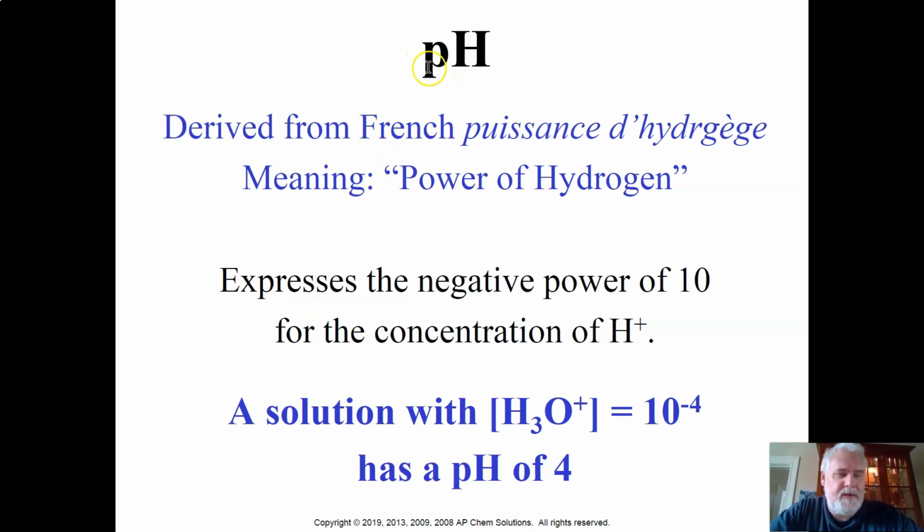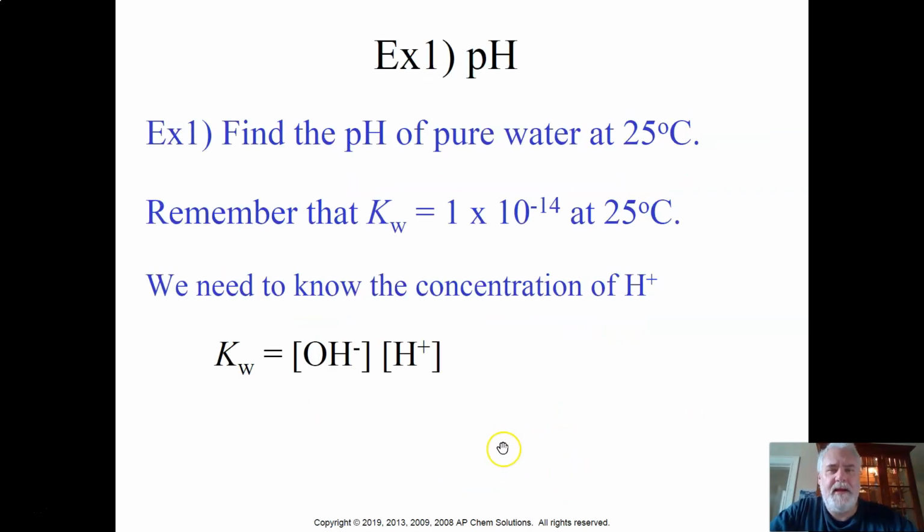Here's the next one we get into is pH. Definitely something that you've heard of before. We haven't worked on it a lot in chemistry, unless you had organic last year, derived from the French puissance d'hydrogen, meaning the power of hydrogen. So what does that mean? Well, a solution with H3O plus concentration of 10 to the minus fourth has a pH of 4. So what are we doing mathematically when we do that? Well, let's look at a couple of example problems, see if we can figure this out.